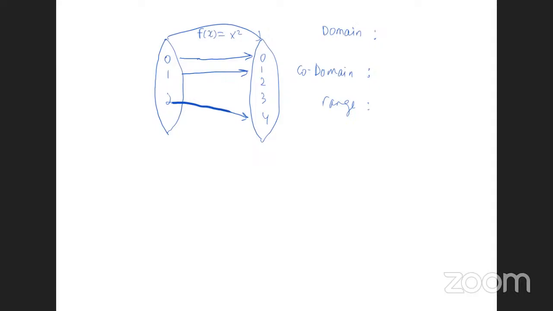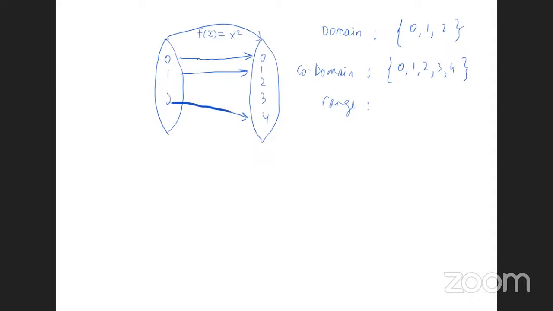Right, so what do you all think the domain is here? 0, 1, 2. The domain is 0, 1, 2. Nice. All the x values, right? What do you think is the codomain? 0, 1, 2, and based on the definition, the codomain is all values. Yeah, 0 straight to 4.